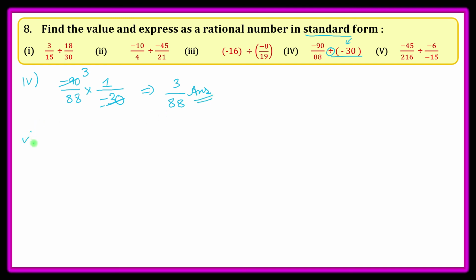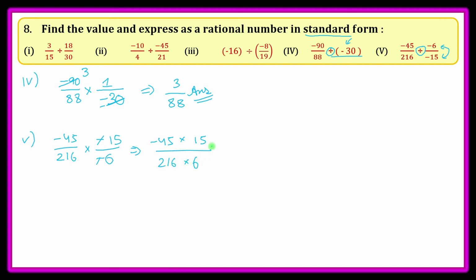Now for the 5th part, we have minus 45 upon 216 into minus 15 upon minus 6. This is the question. Again, I just changed the division to multiplication and I changed the order of the fraction also, because that is how we solve the questions of division. It is the logic here. Now let's simplify. Here the minus signs get cancelled out. So we will have minus 45 into 15 upon 216 into 6.